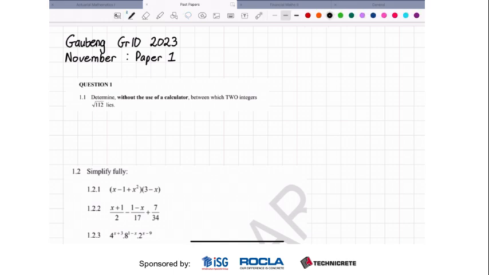So if it's between two integers, that means that they're just numbers with no decimals, and that means that those numbers must be perfect squares. So I want to find the first perfect square that's directly below 112, and the first perfect square that's directly above 112, and those are 100 and 121.